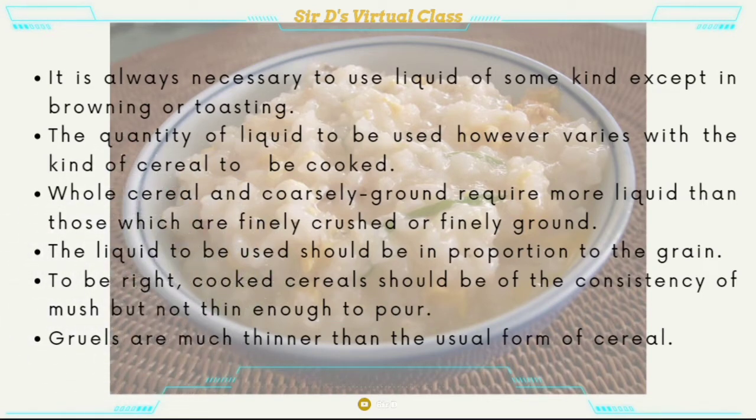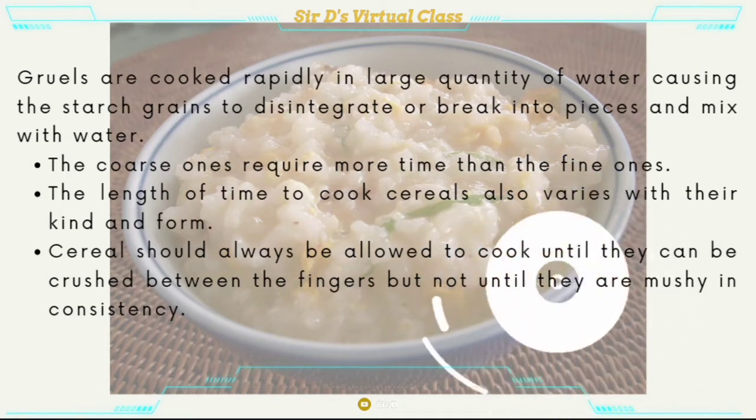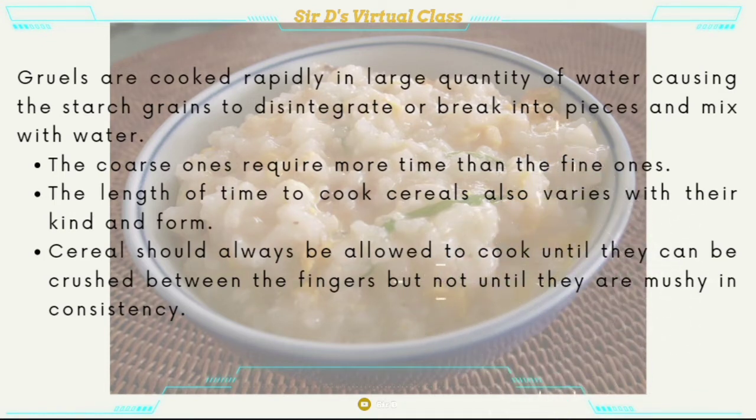To be right, cooked cereals should be of the consistency of mush. Gruels are much thinner than the usual form of cereal. Gruels, by the way, are similar to rice porridge. These are cooked rapidly in a large quantity of water, causing the starch grains to disintegrate or break into pieces and mix with water. The coarse ones require more time than the fine ones.